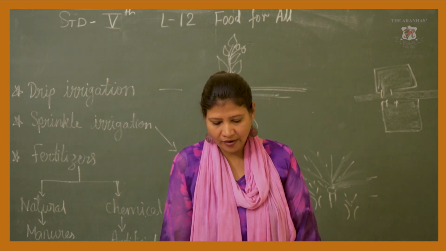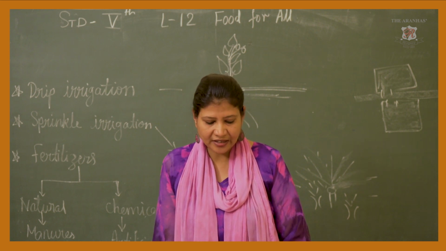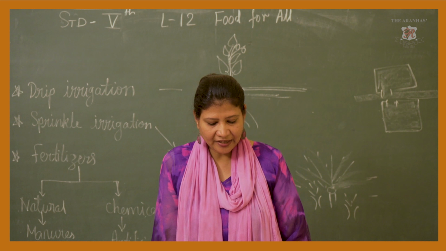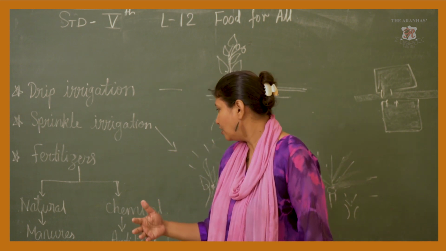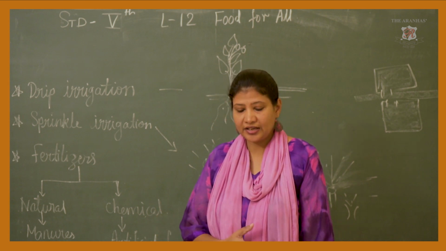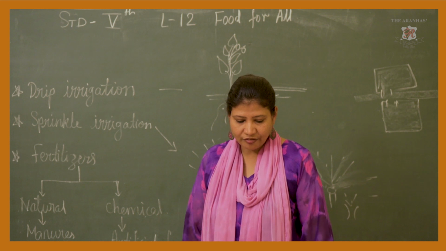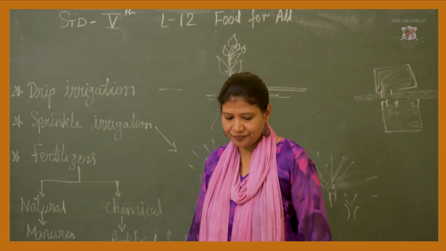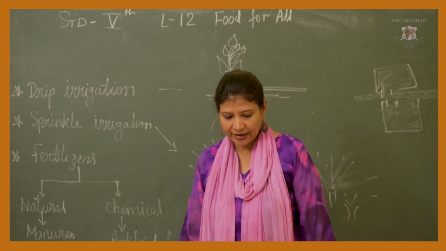Okay, now organic farming. What is organic farming? Farming that relies on natural material is called organic farming, means things that are naturally produced. It is a form of traditional agriculture.